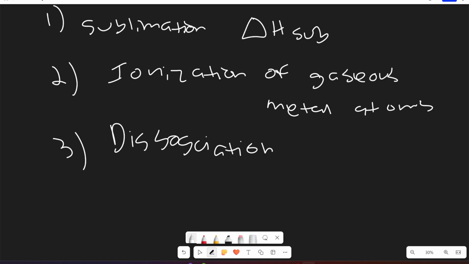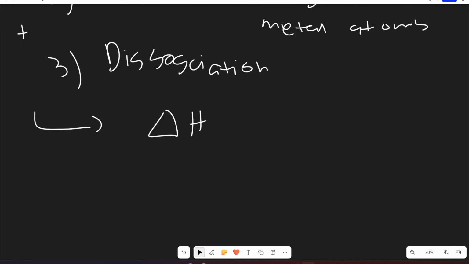If you add up all of these, this will essentially be the formation of an ionic solid. So the overall delta H for this: you're just going to add up the ionization energy, the energy to sublimate, and then the energy. Oh, sorry. There are two more steps. I completely forgot. There's also steps 4 and 5.